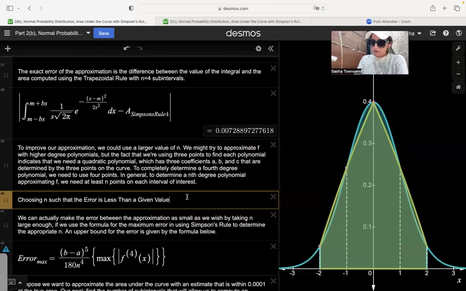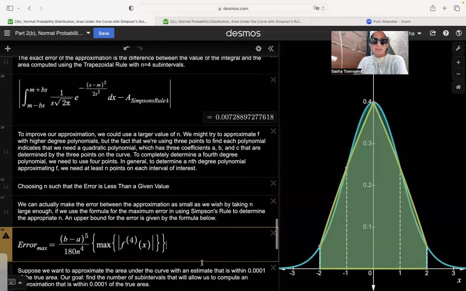So if I want to require that the estimated area with Simpson's rule is within 0.0001 of the true area, I can require this maximum value to be less than 0.01. So we have the actual error is less than or equal to (b minus a) raised to the fifth divided by 180 n to the fourth times the maximum of the absolute value of the fourth derivative on the interval of interest, so on the interval from a to b.